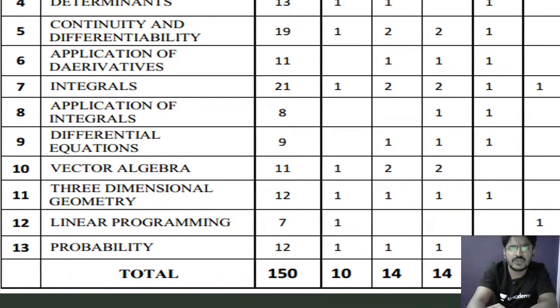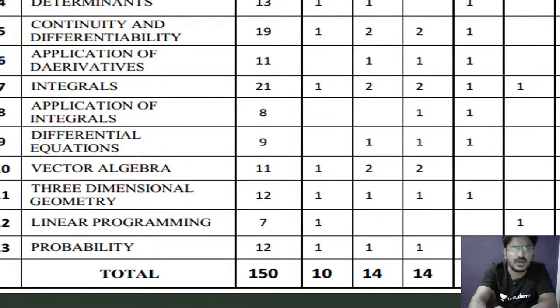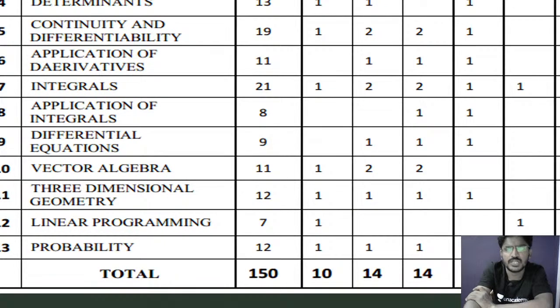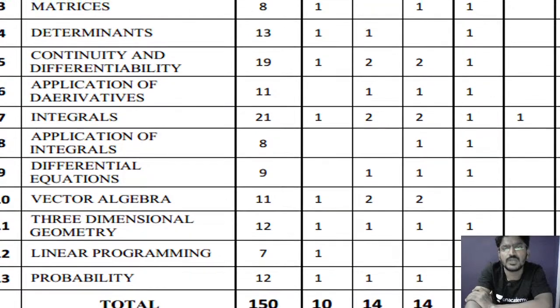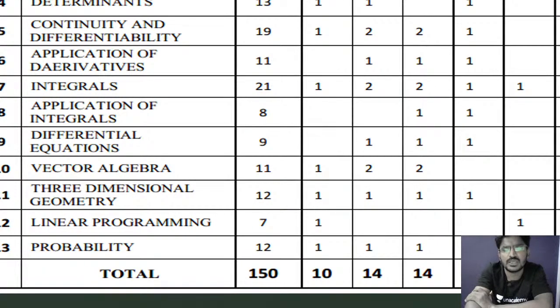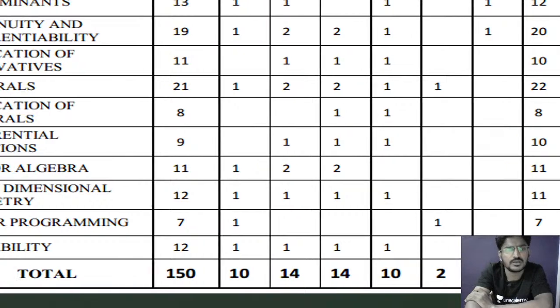Differential equations: be careful regarding linear differential equations. From linear differential equations there is going to be a 5 mark question, and for the remaining 2 and 3 marks, if you are ready to solve all your differential equations, it's going to be very easy. Coming to vector algebra, this time there is no triple product, so leave the triple product and go through all the other chapters. Then you can easily get the required marks there.